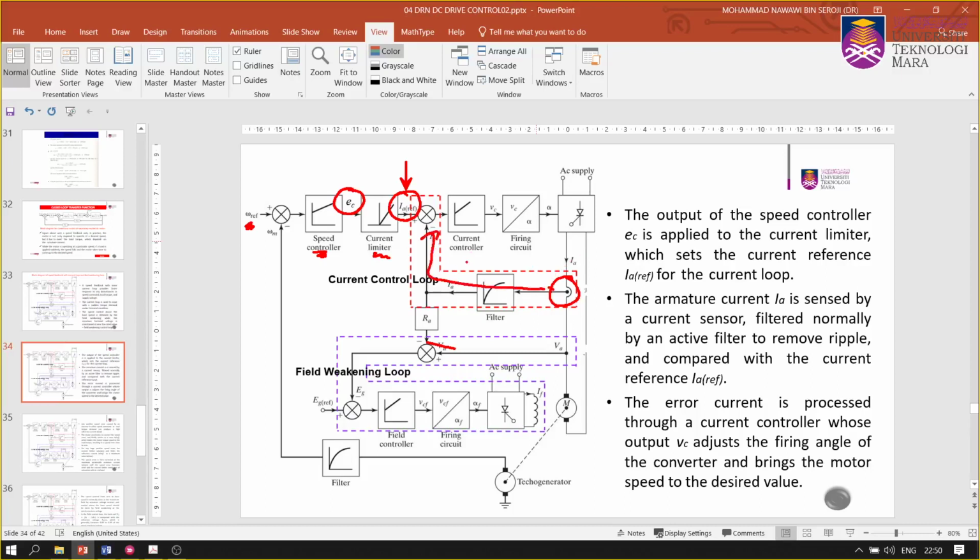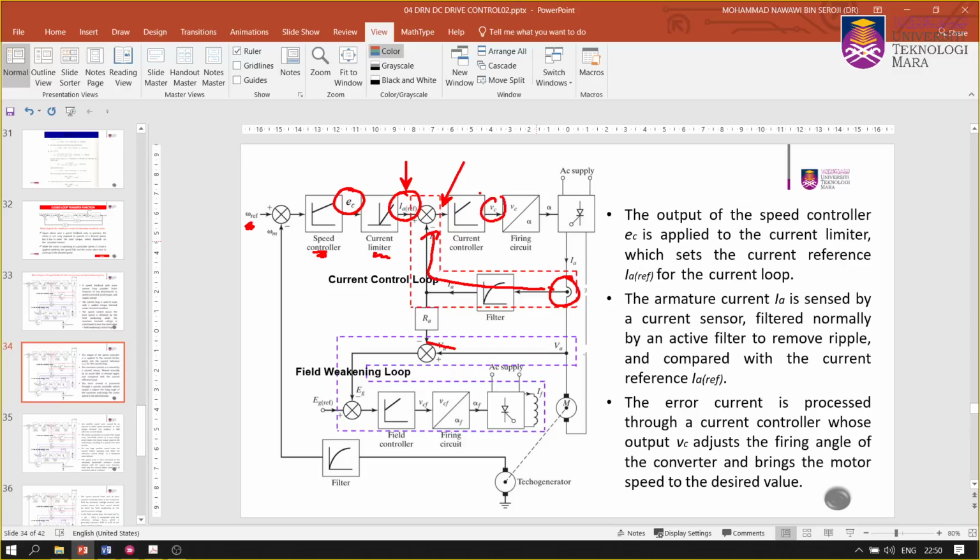The error current is processed through a current controller whose output VC adjusts the firing angle of the converter and brings the motor speed to the desired value. So the error will come from there. The error of the current will drive the current controller here, and then it will adjust the VC. I hope you can see that. So there is a VC there.